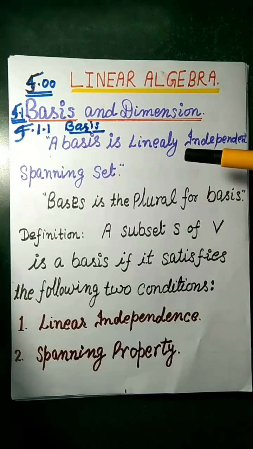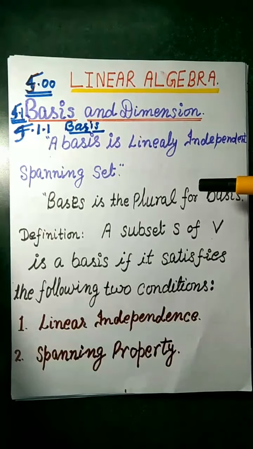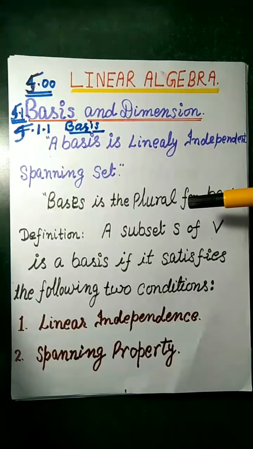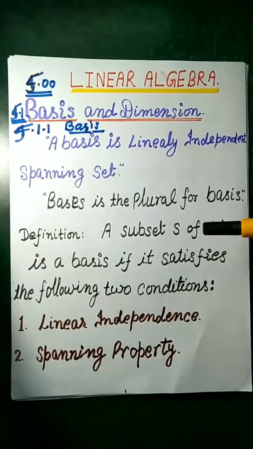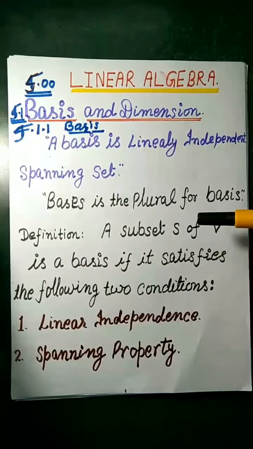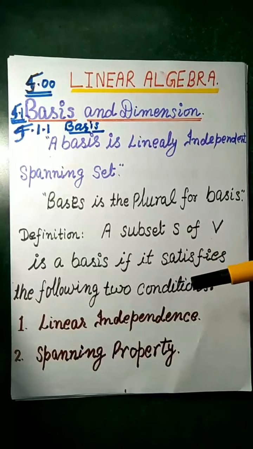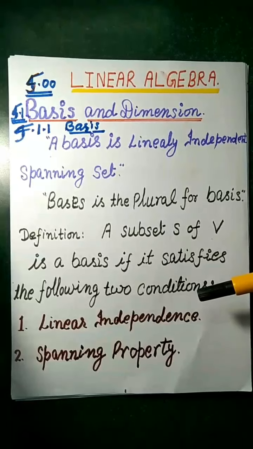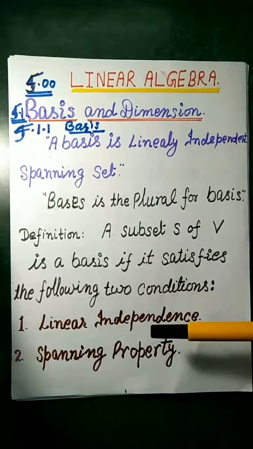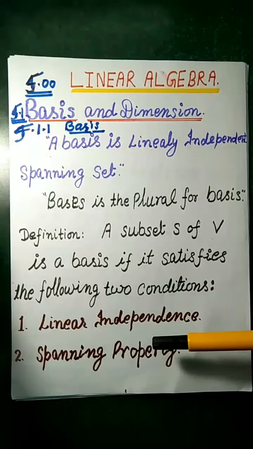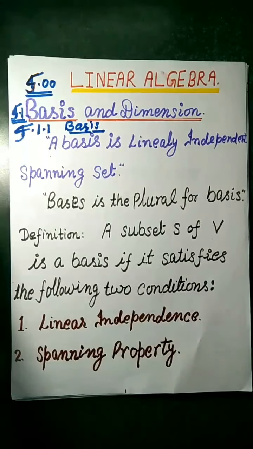Basis is a linearly independent spanning set. The plural for basis is bases. We will write bases as the plural. A subset S of vector space V is a basis if it holds two conditions: linear independence and the spanning property.